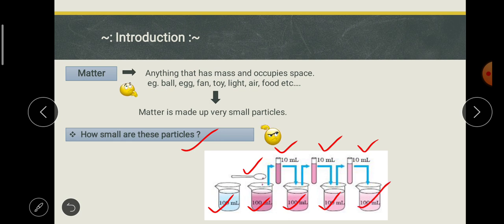Now what did we observe by performing this activity? We observed that we added so few crystals of potassium permanganate in water, but they have the power to color a huge amount of water. So now we can see that particles of matter are very small and very fine, so that we can't see them.